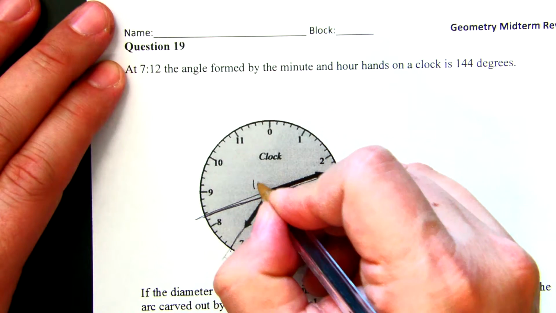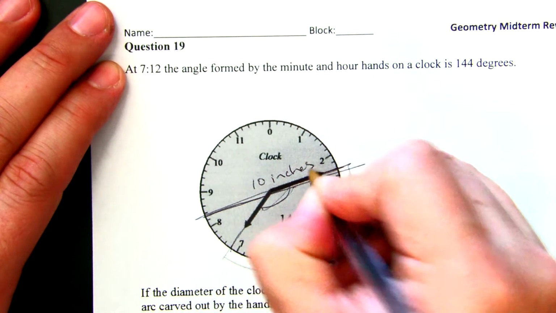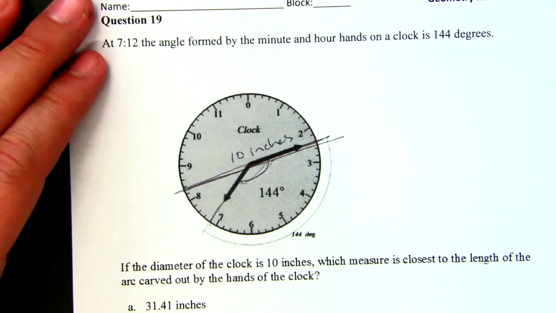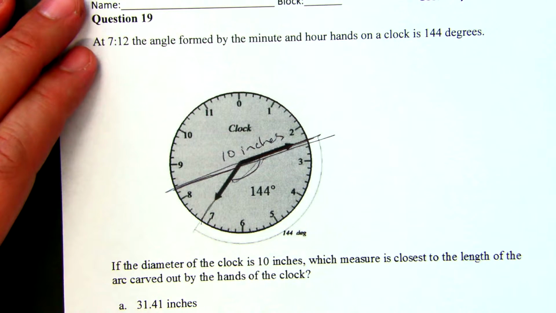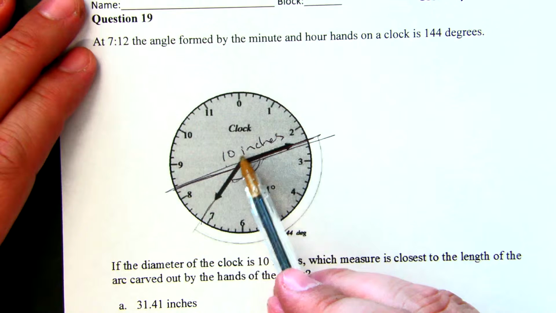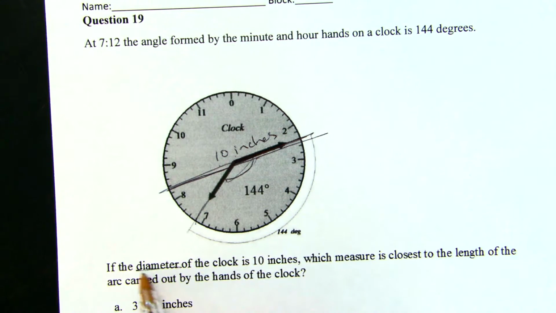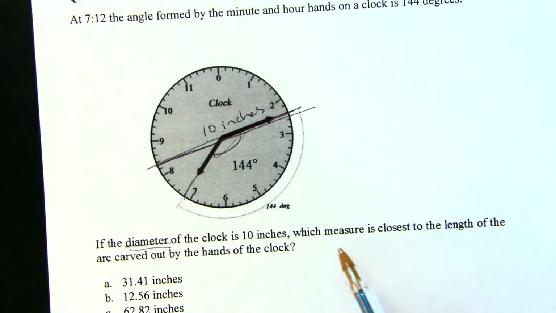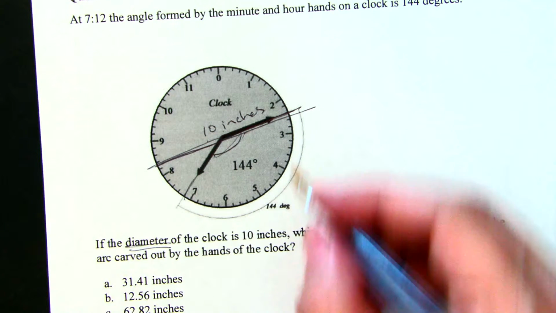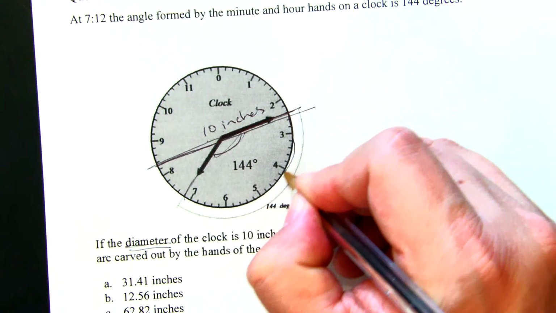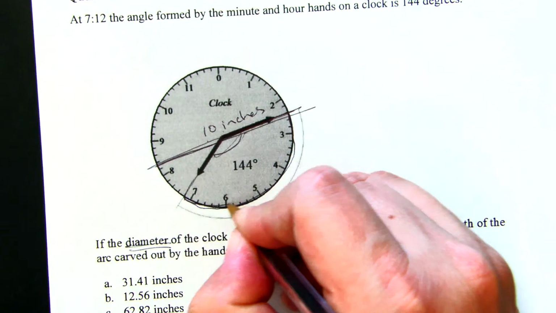This is 10 inches. Drawing it on the picture makes it much less likely that you will make the common mistake, which is to use the diameter where you want the radius. Diameter of the clock, 10 inches. Which measure is closest to the length of the arc carved out by the hands of the clock? So we want the measure of this arc here.